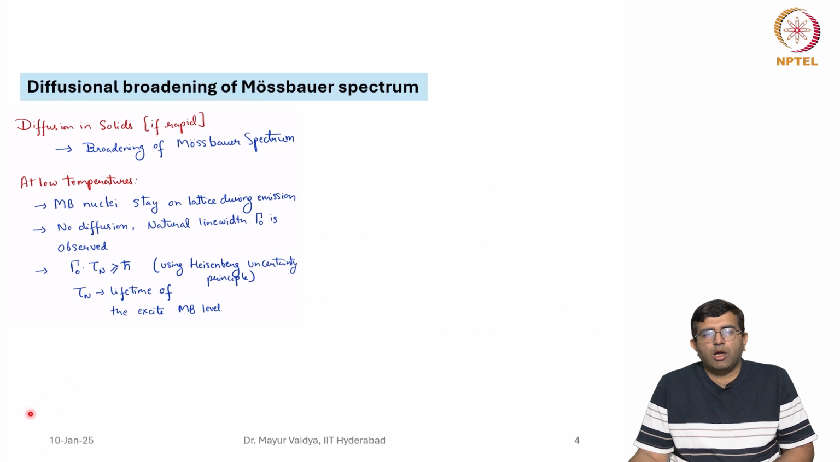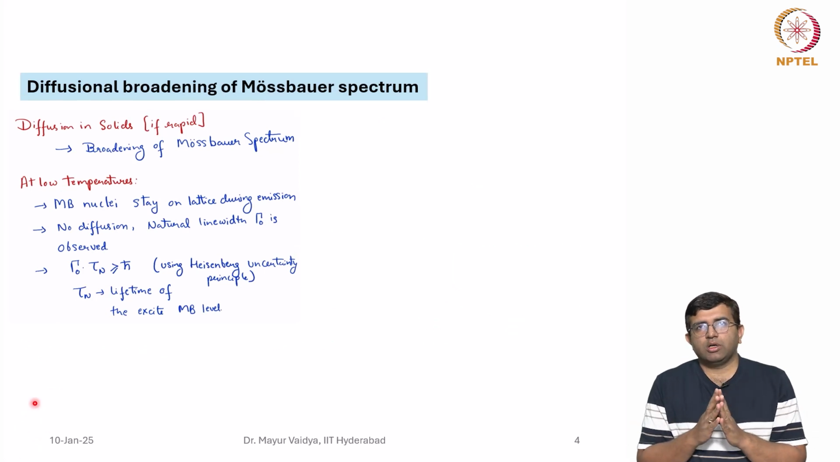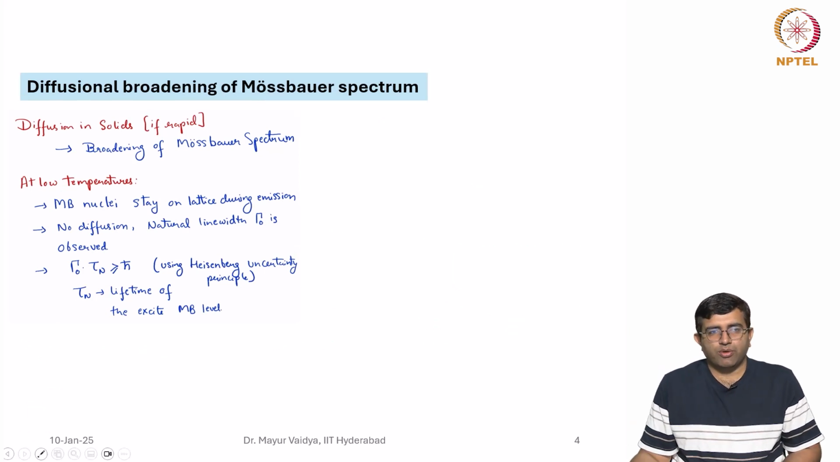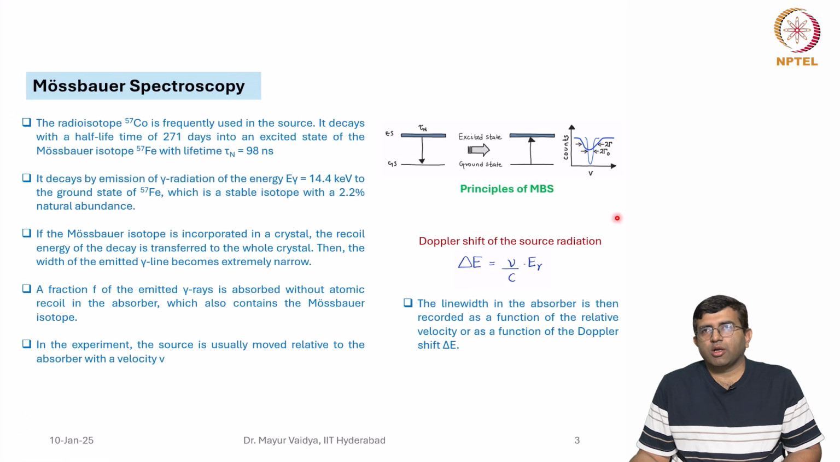Now, how is it related to the diffusion? So, remember, what we are talking about is this width. So, this gamma naught that you see, this is the capital gamma.